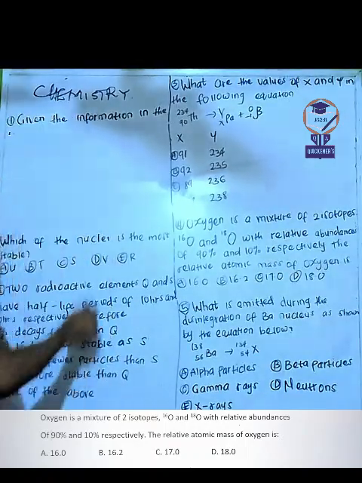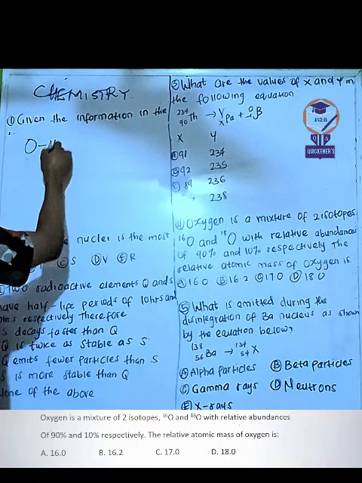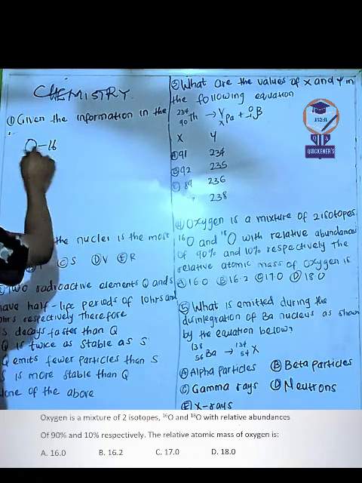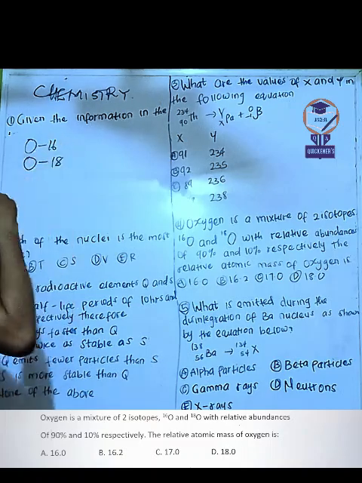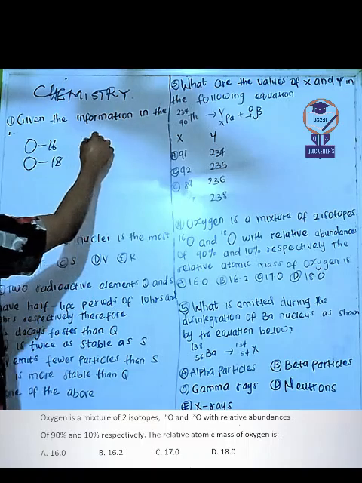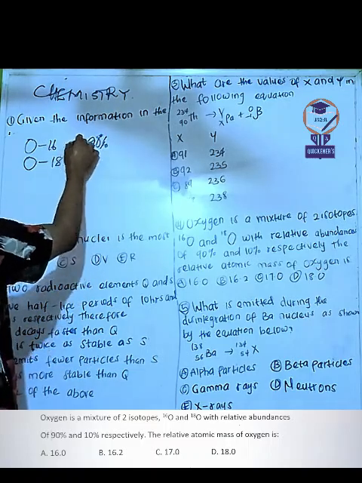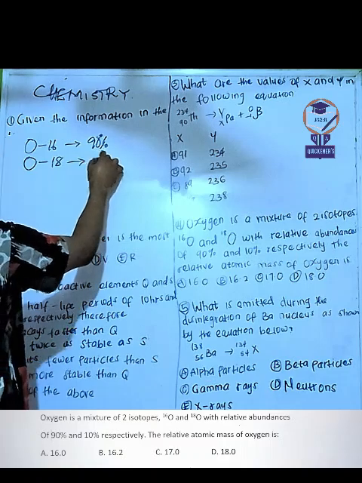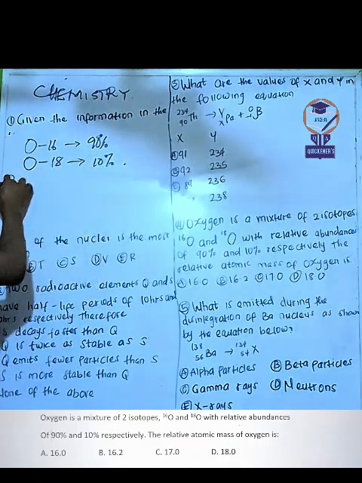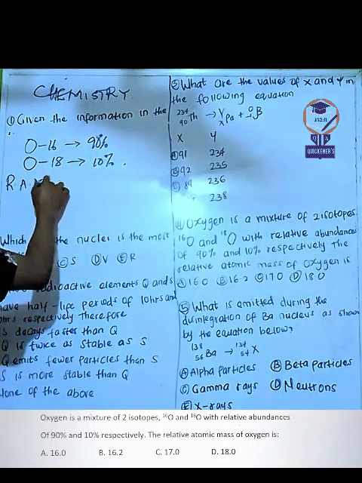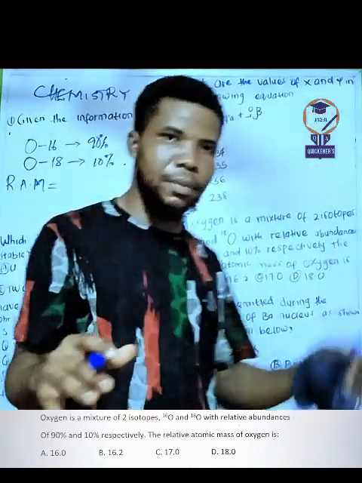So what we have? We have two oxygen isotopes. Oxygen-16, that's the first one. Then oxygen-18. The abundance of the first is 90%, and the abundance of this one is 10%. What is the relative atomic mass? Now this is how to calculate the relative atomic mass.